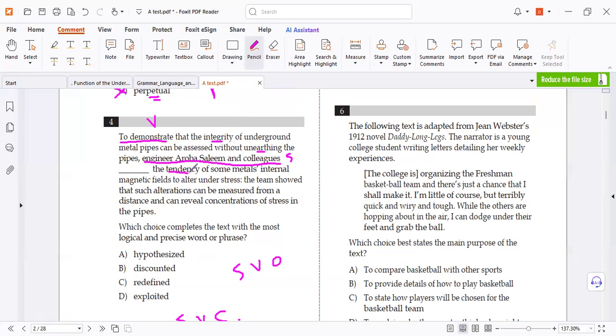So what did they do to the tendency of some metals' internal magnetic fields to alter under stress? The colon here explains to you what happened, as I told you, after the colon comes an explanation. So your answer is here. The team showed, which means explained, proved. Look, showed what? Such alterations can be measured from a distance and they can explain concentration of stress in the pipes.